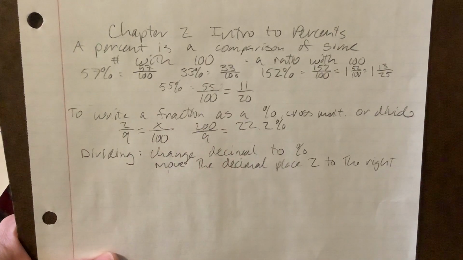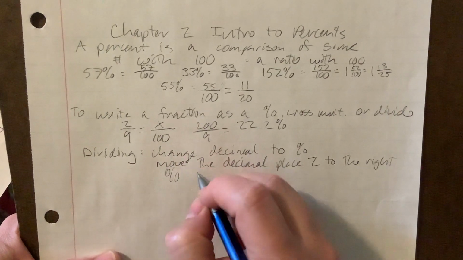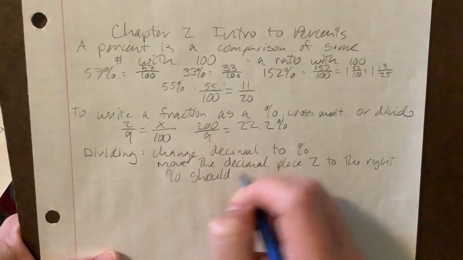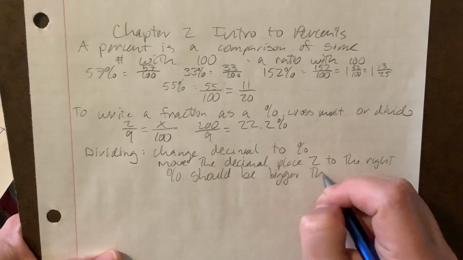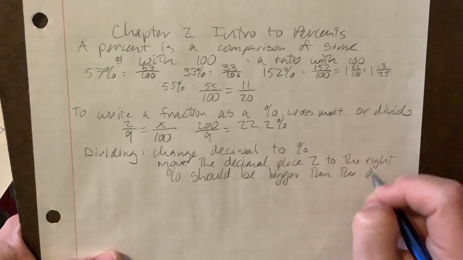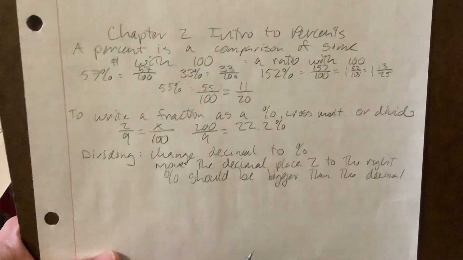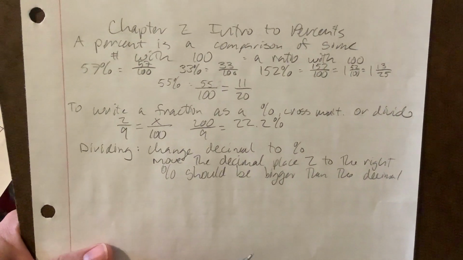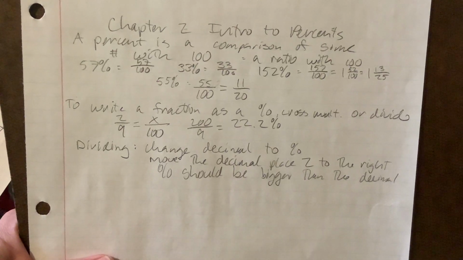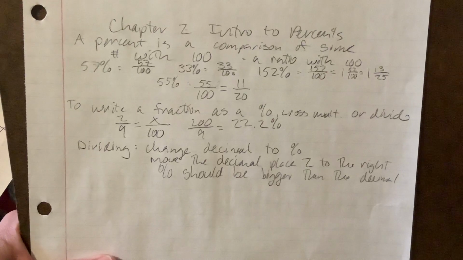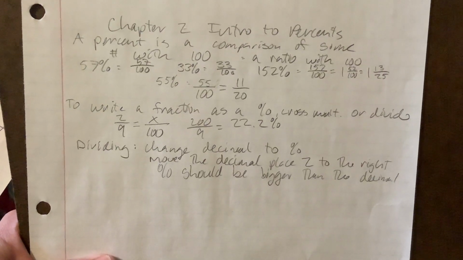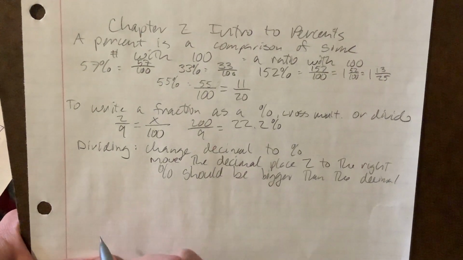Percent should be bigger than the decimal. Okay, if that helps you know which direction to move your decimal place. Okay, essentially moving 2 places to the right is multiplying by 100. Like, that's just how the math works out.